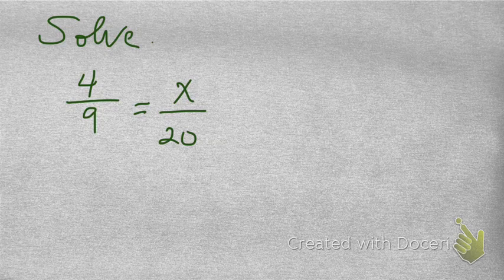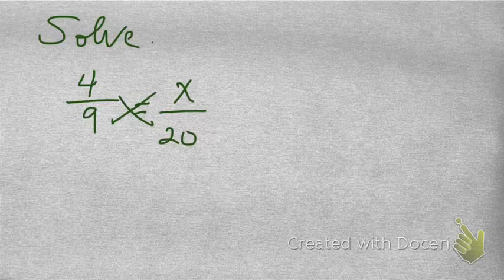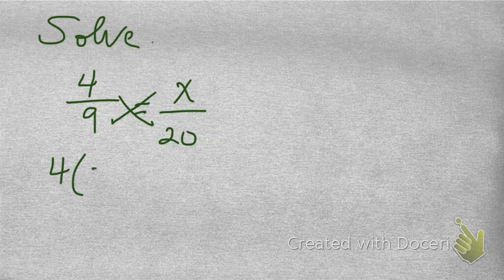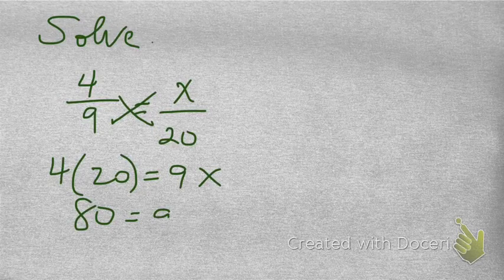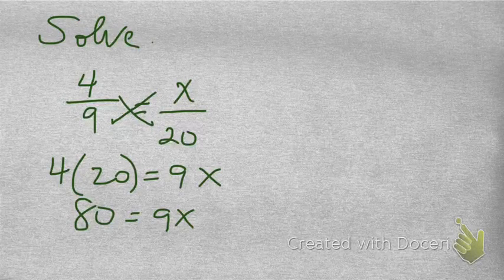It's good work. More than one way to go about this, but one way, if you have a proportion, is to cross multiply, since we have exactly one fraction on each side. That's 4 times 20 equals 9 times x, not familiar. 80 equals 9 times something, still not familiar.